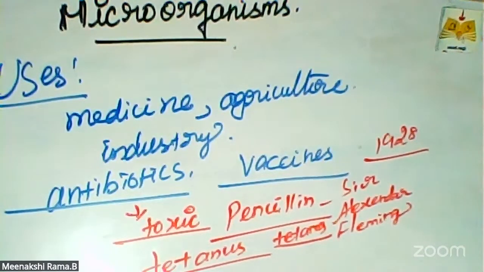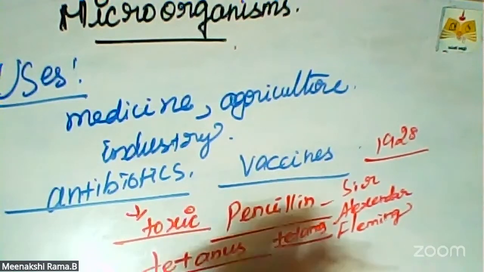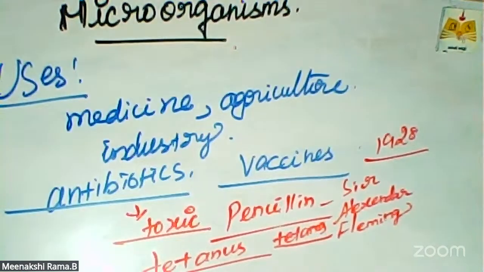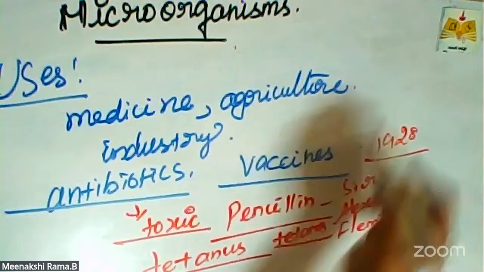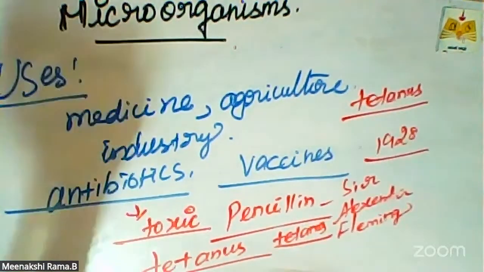So what is meant by antibiotic? Antibiotic means a substance produced by a living organism which is toxic to other organisms. The first antibiotic is penicillin. It was discovered by Sir Alexander Fleming in the year 1928. Penicillin was obtained from the fungus Penicillium. It is used to treat diseases like tetanus. So these are all the important points.